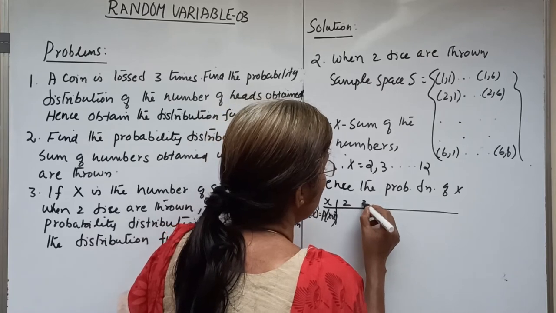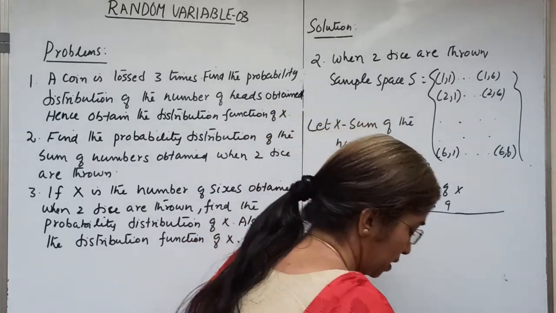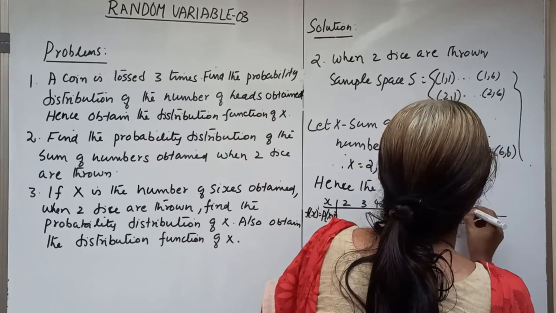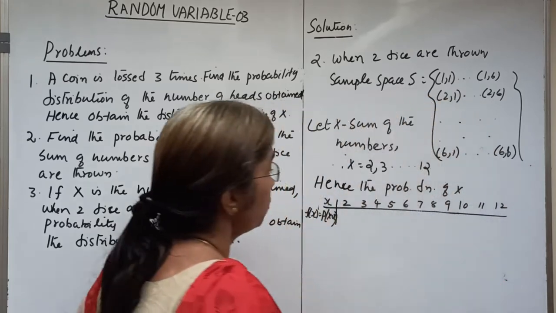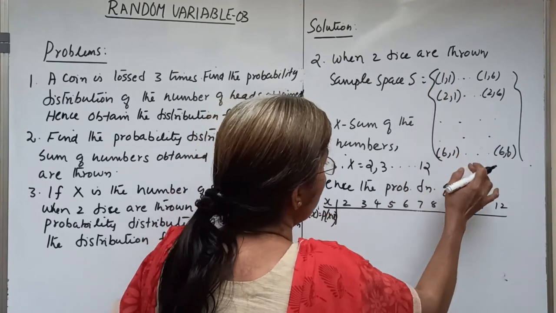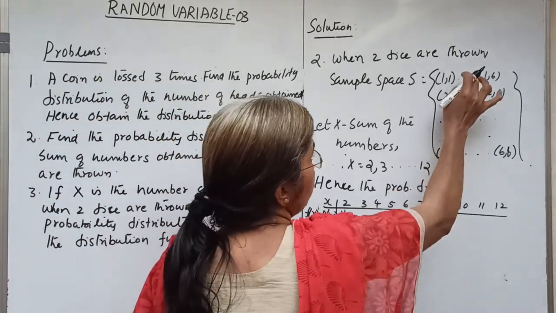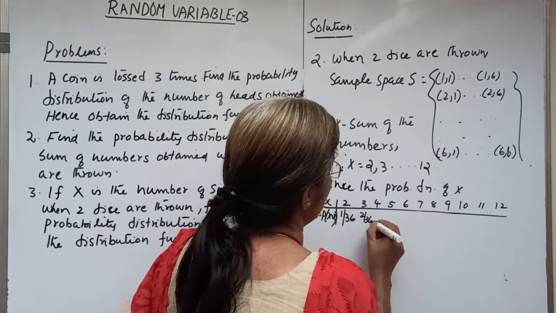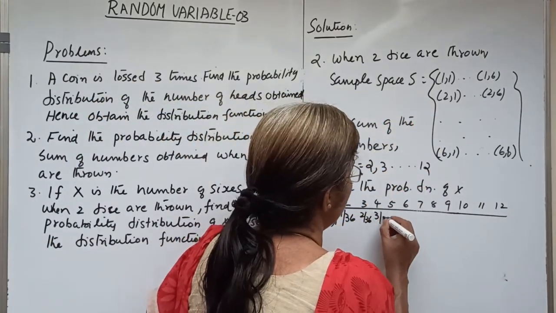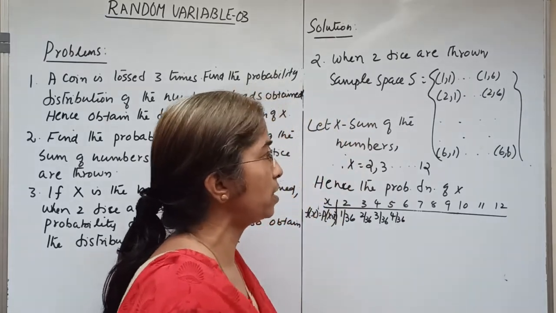So 2, 3, 4, 5, 6, 7, 8, 9, 10, 11, and 12. We have to write all these probabilities. X equal to 2 means the outcome is 1, 1 out of these 36 outcomes, so only 1 by 36 is the probability. X equal to 3 means 1, 2 and 2, 1, so 2 by 36. X equal to 4 means 1, 3, 2, 2 and 3, 1, so 3 by 36. X equal to 5 means 4 by 36 will be the probability: 1, 4, 2, 3, 3, 2, 4, 1.